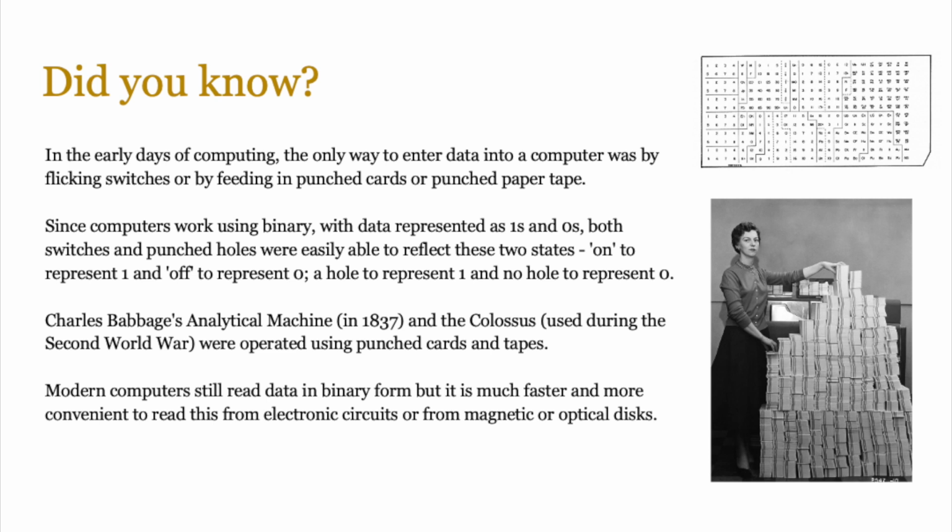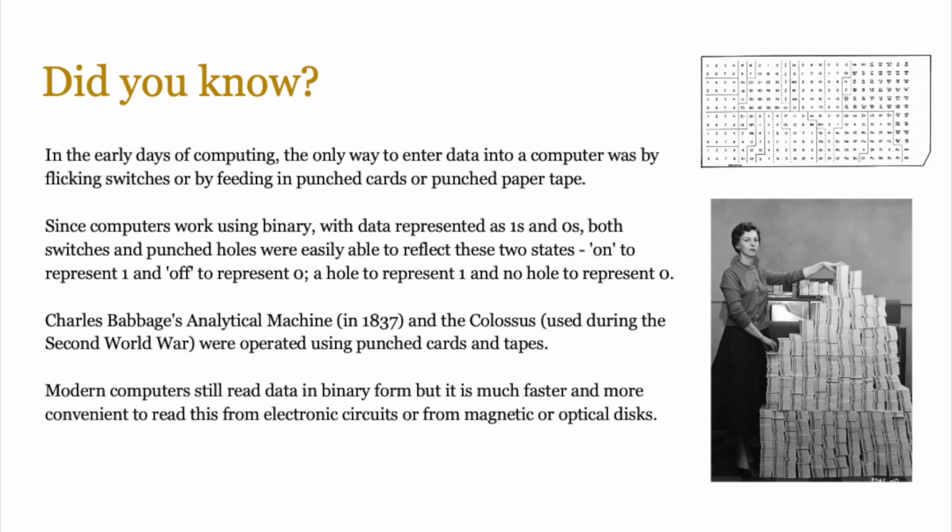But if not, we'll just go through how in the early days of computing, the only way to enter data into a computer was by flicking switches or by feeding in punched cards or punched paper tape. Computers weren't as user-friendly as they are right now. However, they still used to work with binary and data still needed to be represented as ones and zeros. So both switches and punched holes were easily able to reflect these two states. An on switch represented 1 and an off switch represented 0. A hole represented 1 and no hole represented a 0.